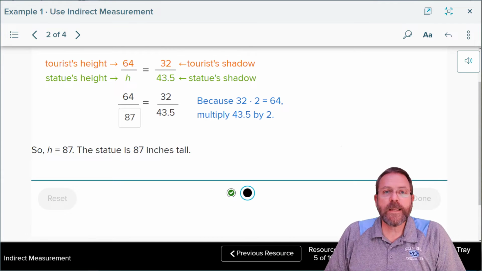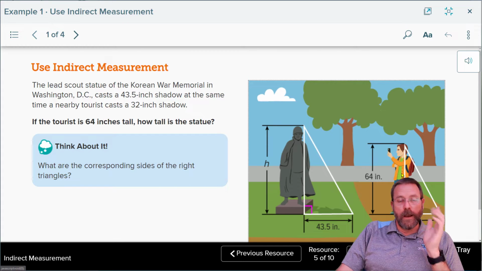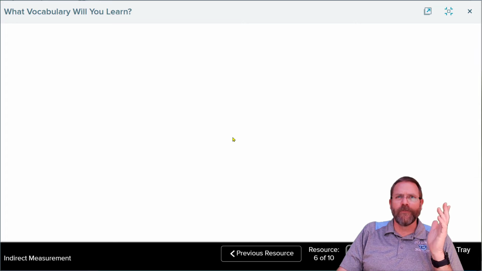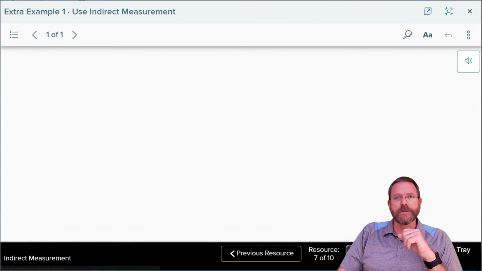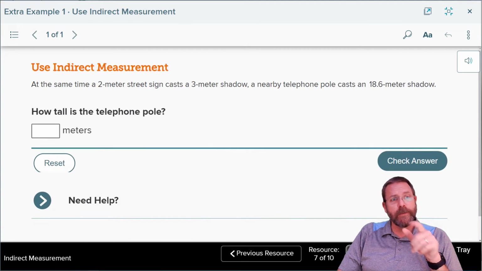That is one example of how you can do indirect measurements. I'm telling you, they're squirrely on how they built this. Because what comes next? Vocabulary you're going to learn. We're going to skip that, and there's your extra example. Somebody else was in a big hurry to finish this lesson too, I think, and they didn't put it all together right.